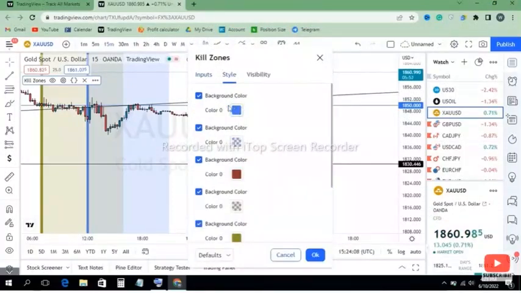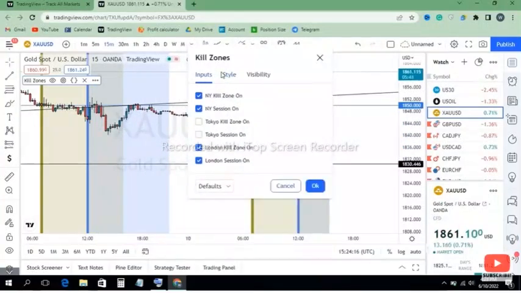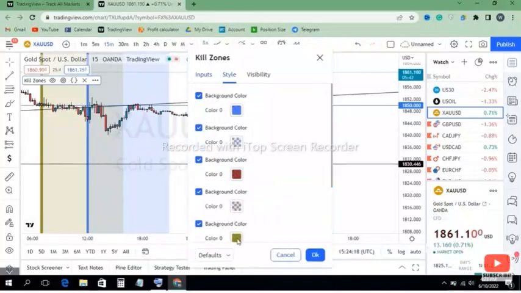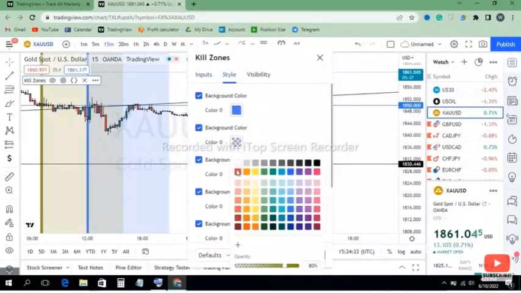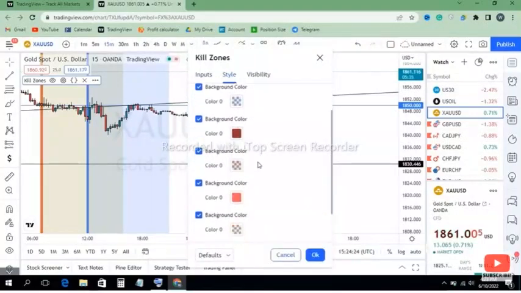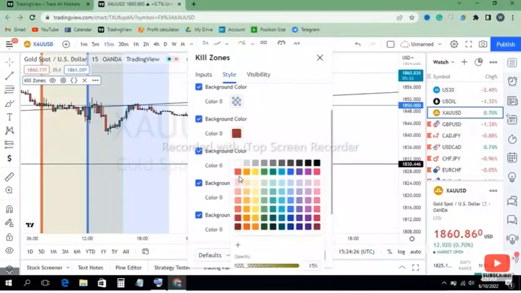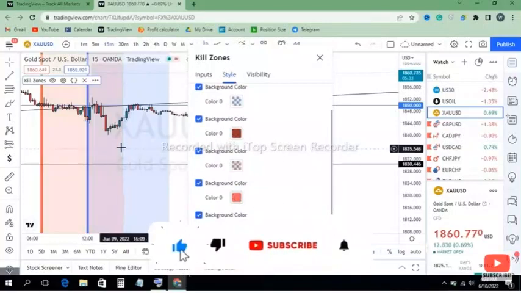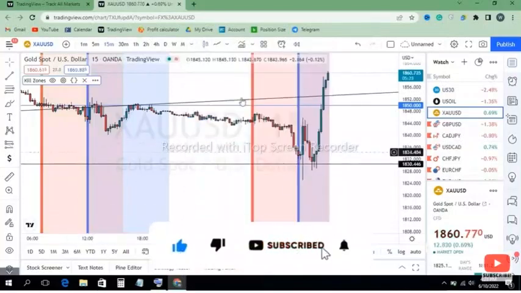This blue period is New York session, and for the London session, we have this kind of gray or green line over here. Let me make this red for better understanding. Yeah, so you can see we have blue and red on our screen. So the red is for London session and the blue is for New York session.